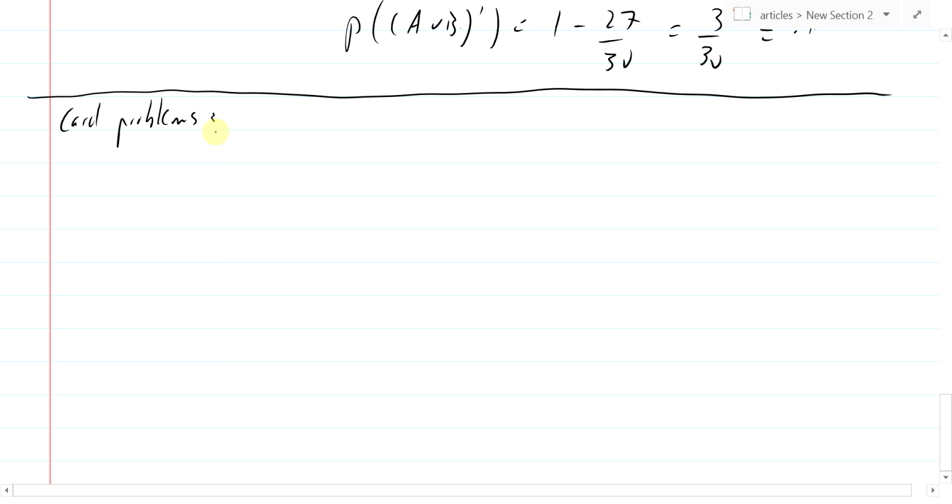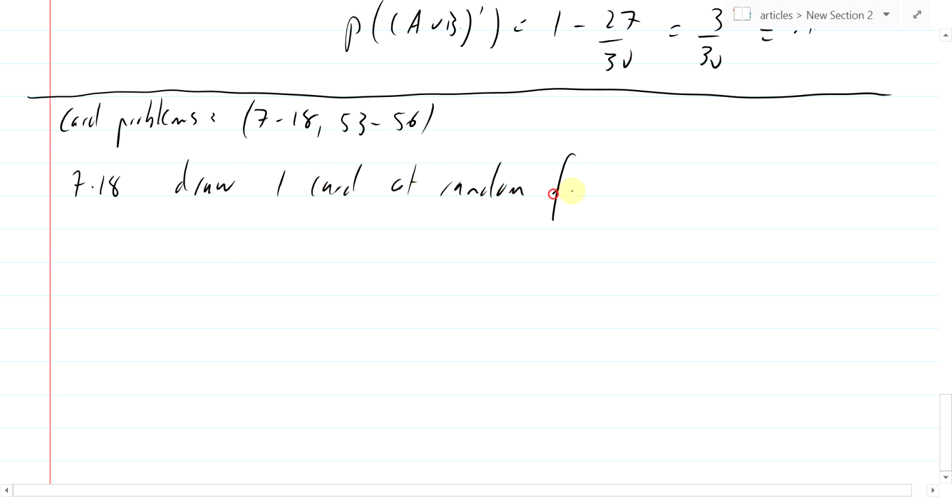Right. And this is problems 7 through 18 in 8.2 and 53 through 56. There are really 2 types of problems they have here. 7 through 18, you draw 1 card at random from a standard deck of 52. So, what are all the possible outcomes that you can get if you pick 1 card at random?